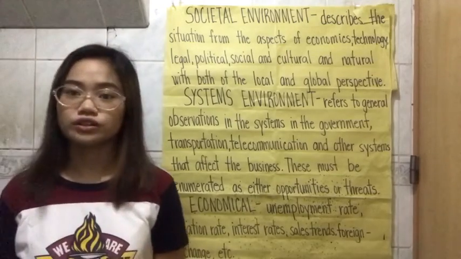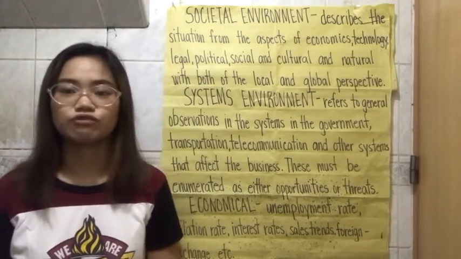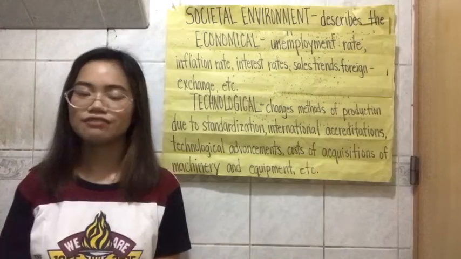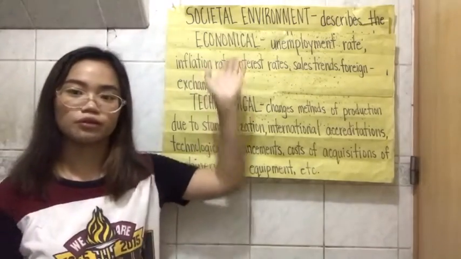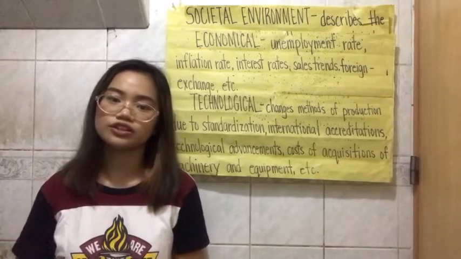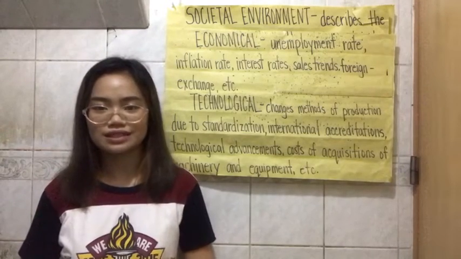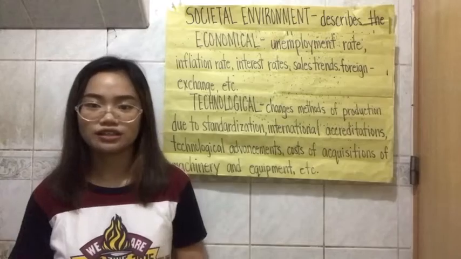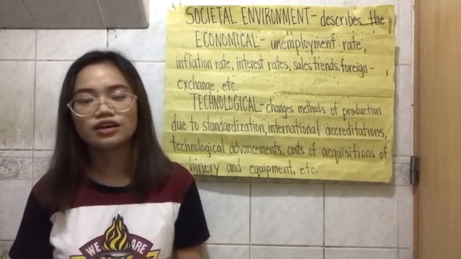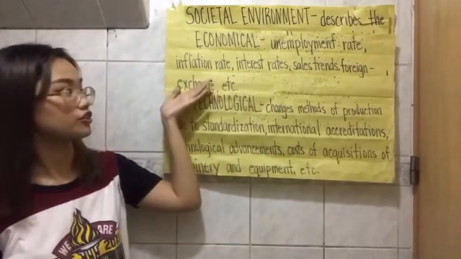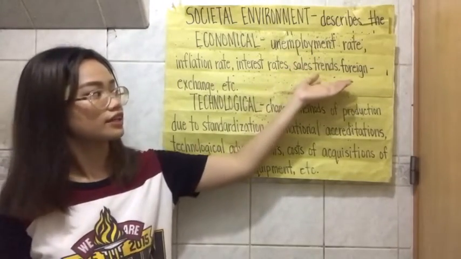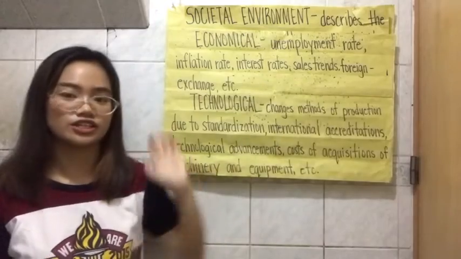Now we will move on to the 5 sub-factors of the societal environment. We have economical environment, which shows how the economy of the country may affect one's business. We may list down articles, journals, studies, and even surveys about the unemployment rate, inflation rate, interest rates, sale trends, foreign exchange, and etc.